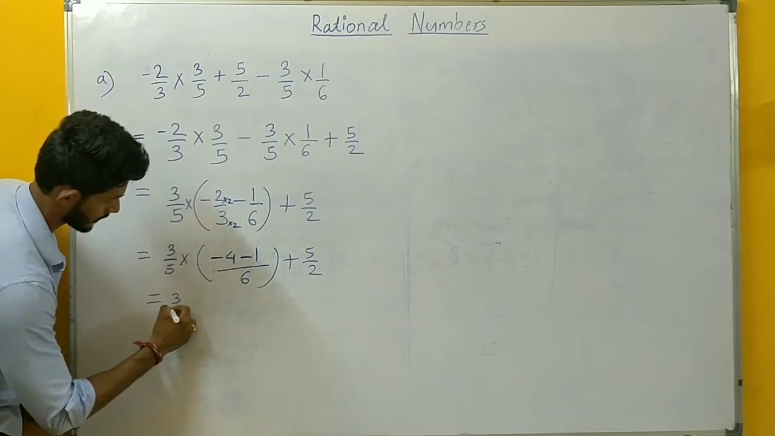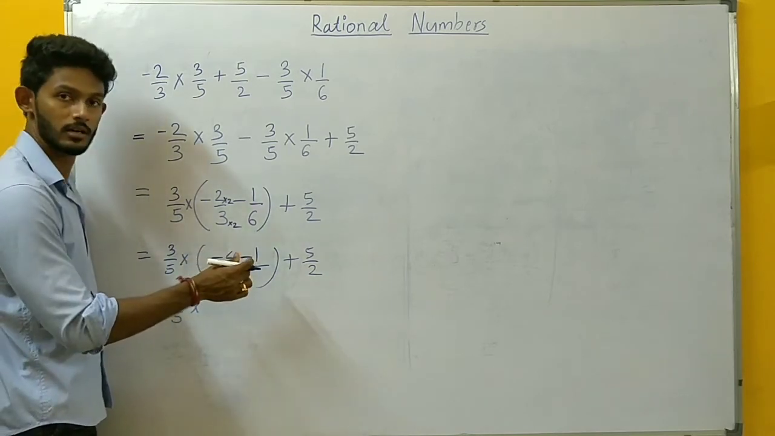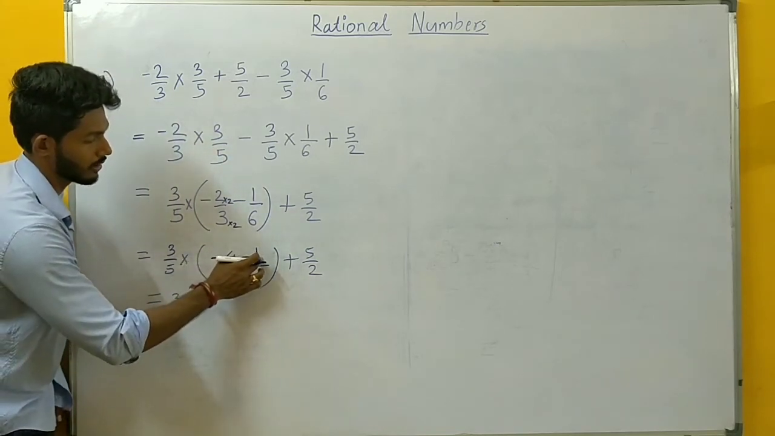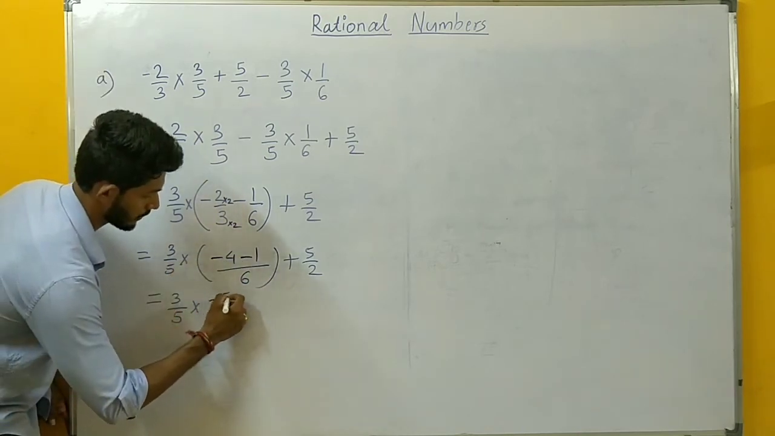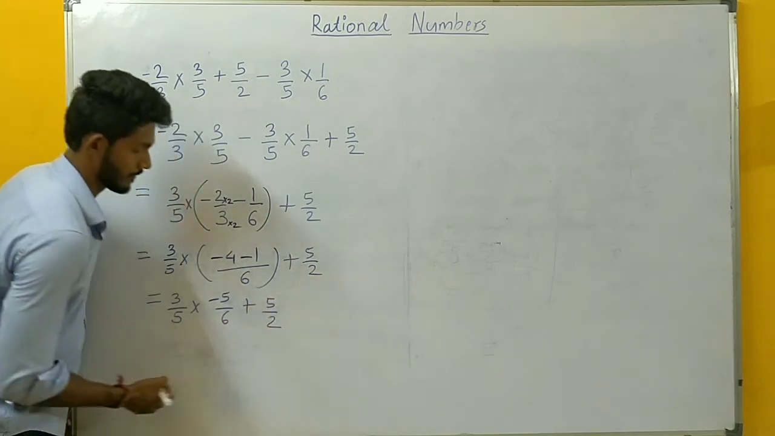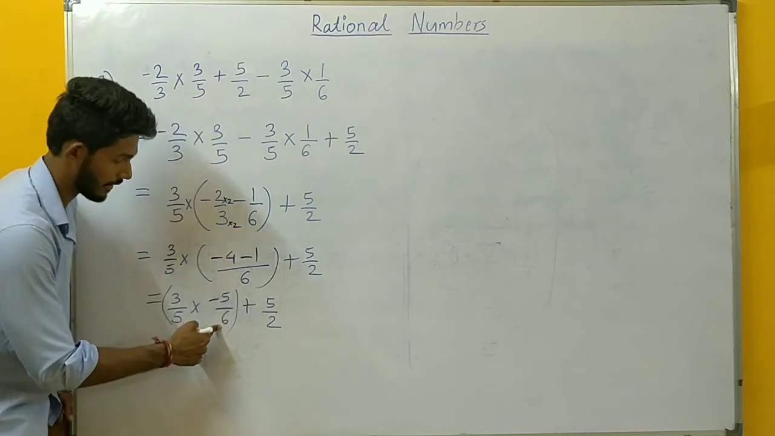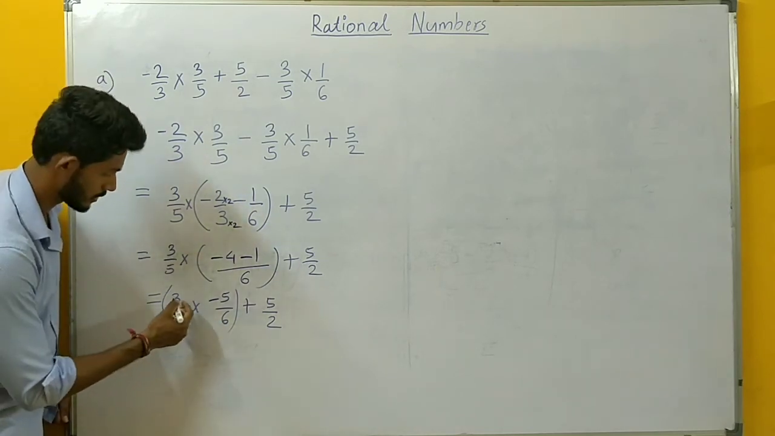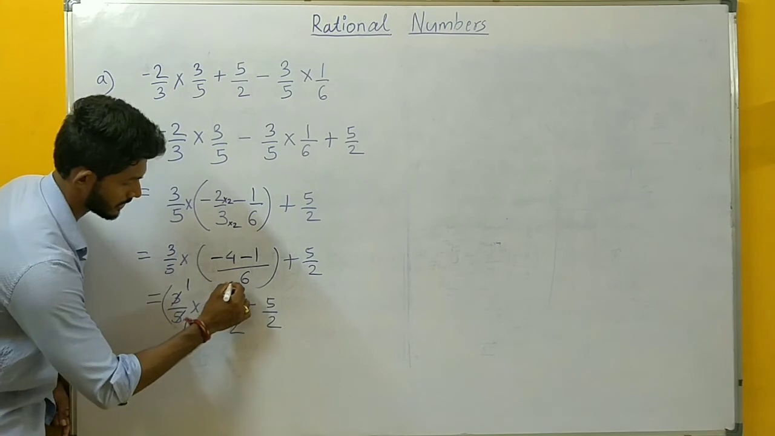Now 3 by 5 will be multiplied to. When we have like sign, we add the integers and then we give the sign of larger numbers. So 4 plus 1 will become 5, but it will carry negative sign. So negative 5 by 6 plus 5 by 2. Now as you can see here, we will have to multiply this number to negative 5 by 6, and we can see that in multiplication we can cancel off also things. So 3 1s are 3, 3 2s are 6, 5 1s are 5, 5 1s are 5.